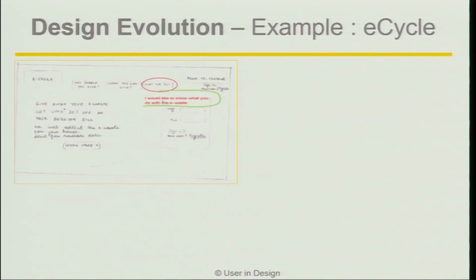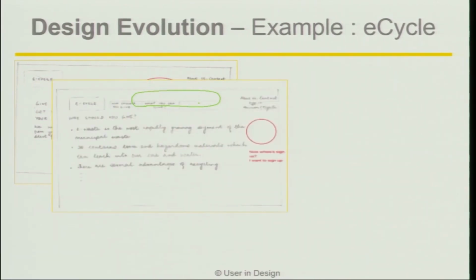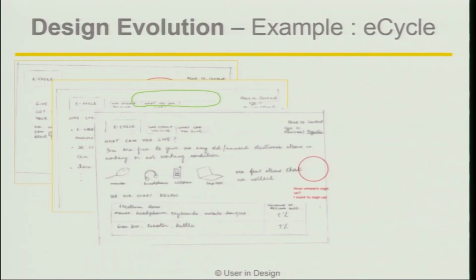In red they have marked what the user said. Here the user said, I would like to know what you would do with the e-waste, right? So that was not up front. Now where's the sign up? I want to sign up, right? Early on they were still working out a lot of these details.